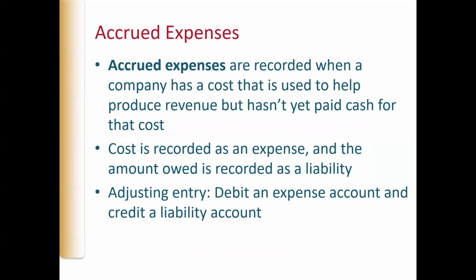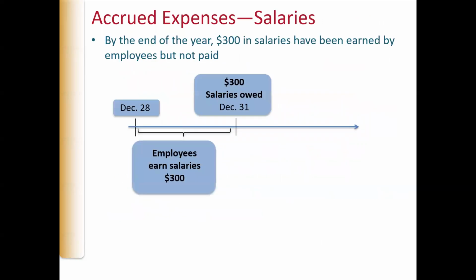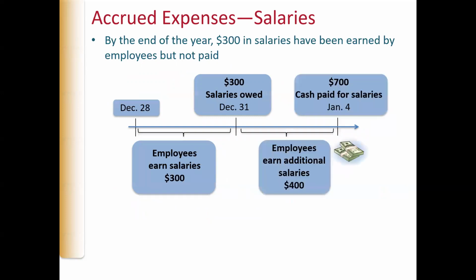Remember, accrued expenses are recorded when a company has a cost that is used to help produce revenue, but hasn't yet paid cash for that cost. So we record the cost as an expense, and the amount owed is recorded as a liability. Again, salaries, employees earn salaries. At the end of the month, salaries are owed for 300.